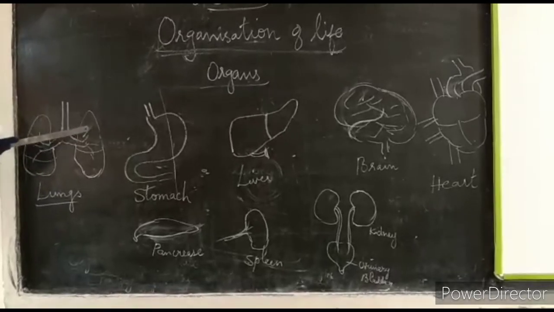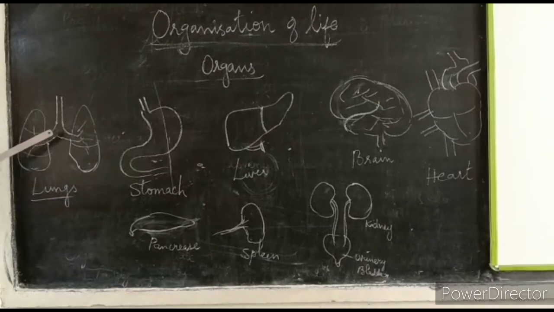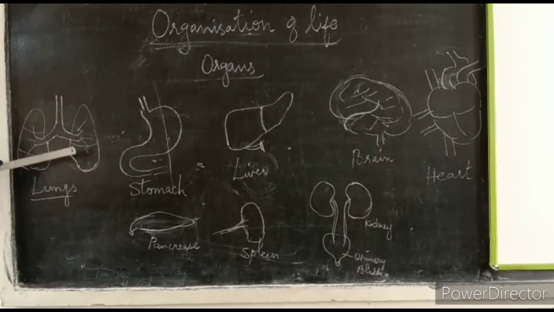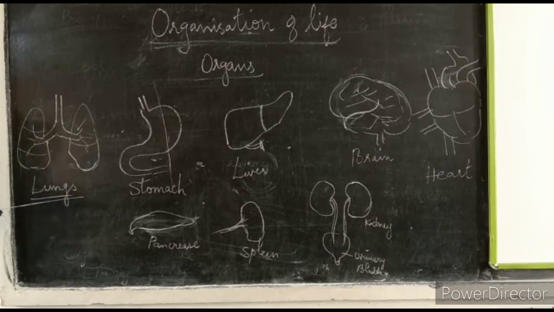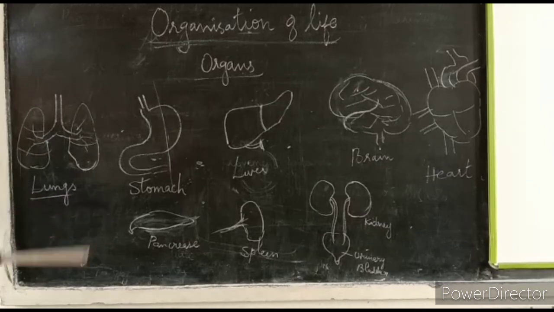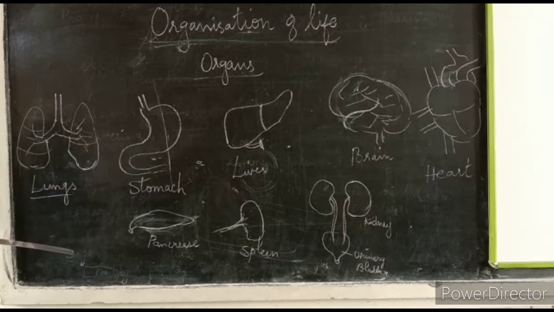So children, we have to learn about the organs. So many organs are present in our body. The organs together produce the organ system. Here organs are the structures made up of two or more types of tissues organized to carry out a particular function. Example, lungs, stomach, liver, brain, heart, pancreas, spleen, kidney, urinary bladder, and so on.